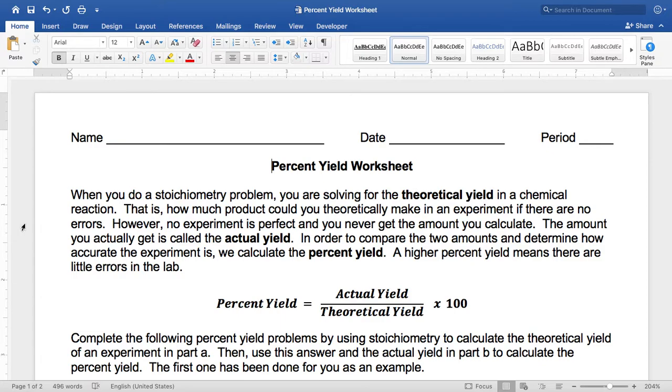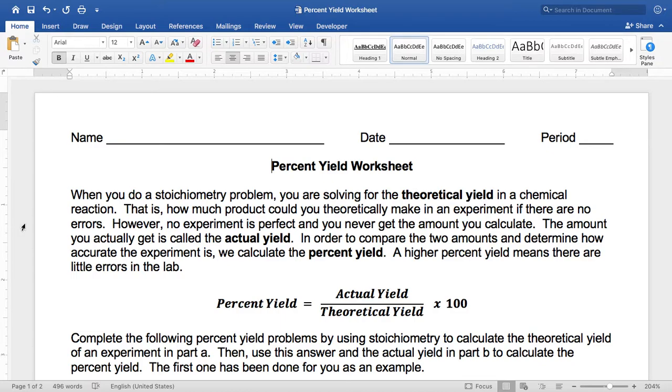However, no experiment is perfect and you never get the amount you calculate. The amount you actually get is called the actual yield. You might also see experimental yield. In order to compare the two amounts and determine how accurate the experiment is, we calculate the percent yield. Now, a higher yield means that there are little errors in the lab and you've got a good amount of the product you were expecting.